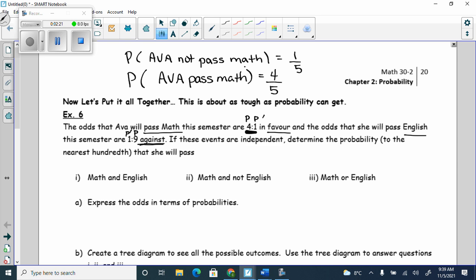In favor comes first, against comes second. So if it's in favor of passing, then passing would be first. This one's passing English against, so passing would be the second. Against is second, favor is first. All right. It needs to be there so that you know that passing is the second one. If it was favor, passing would be the first one.